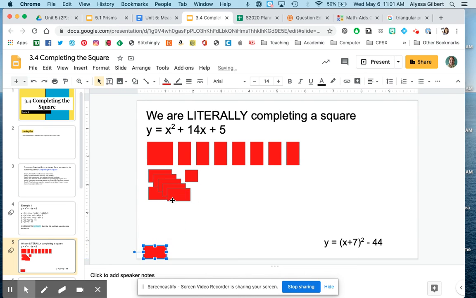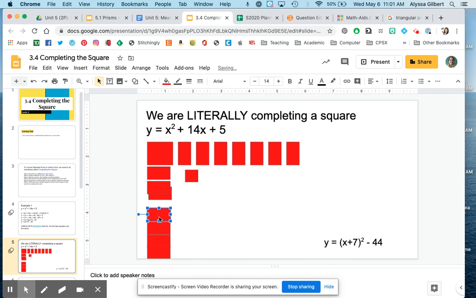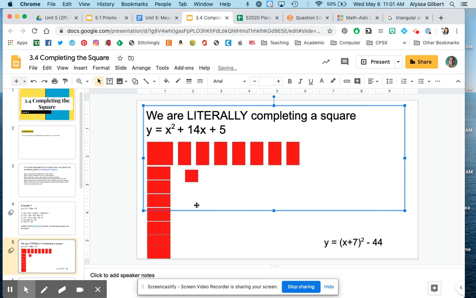Let's hope we can fit this in here. I have to move these. I need to fit them in here. Oh my goodness. Fit, please fit. There we go. Okay. So there are my 14 tiles, right?